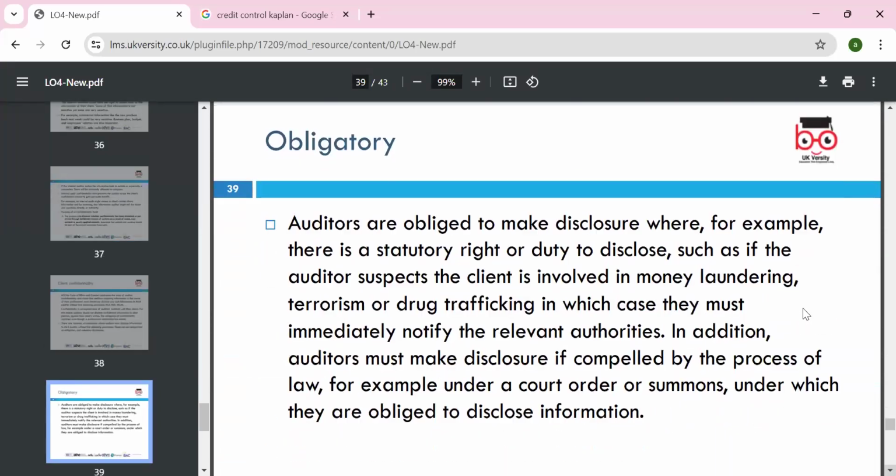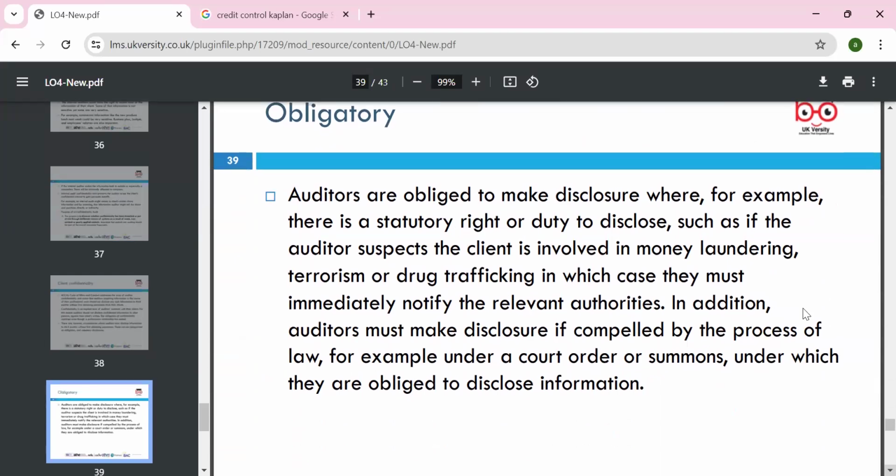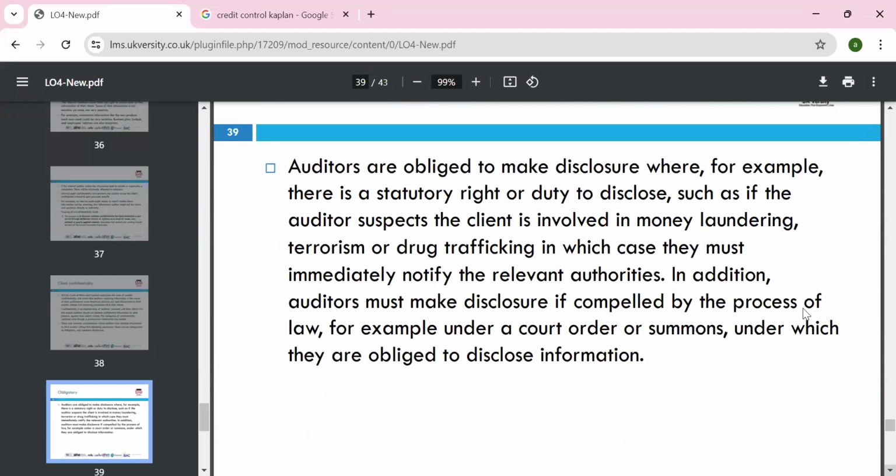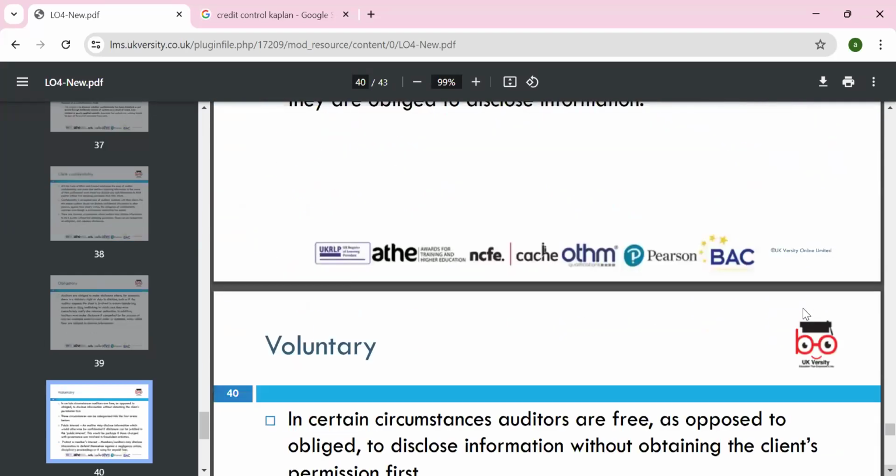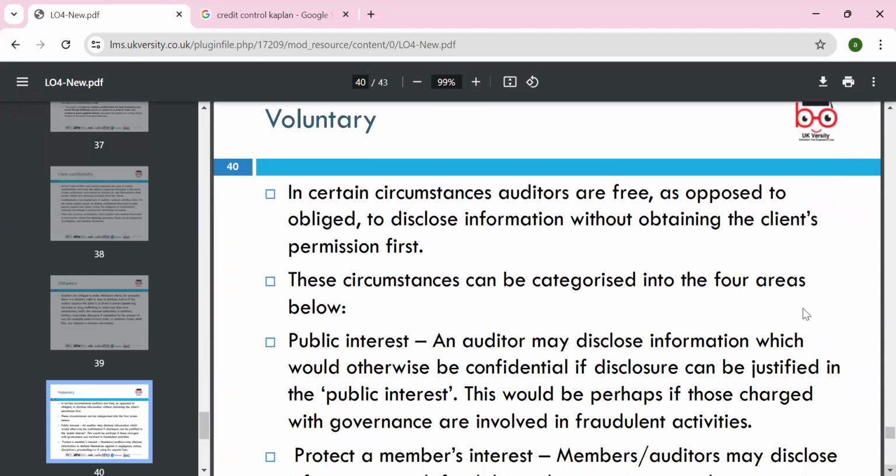The auditor may be obliged to make disclosures. For example, if the auditor suspects the client is involved in money laundering, drug trafficking, or anything else that comes to notice, the auditor needs to declare it to the certain authorities, as they are obliged to disclose the information. Voluntary disclosure applies in certain circumstances, where auditors are free, as opposed to obliged, to disclose information without obtaining client permission. So the information can be categorized into four areas.